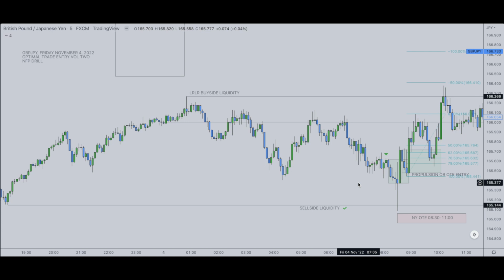Some of you might have not, but I think if you know how to use them correctly, they're a very powerful tool that you can add to your toolbox and potentially add them to your model. So as we can see here, price comes down into a discount. Price starts to trade higher. We take out the buy side. We get another optimal trade entry here.